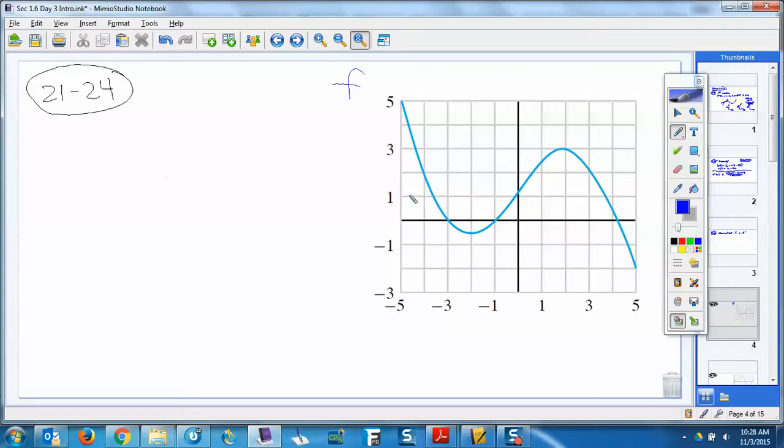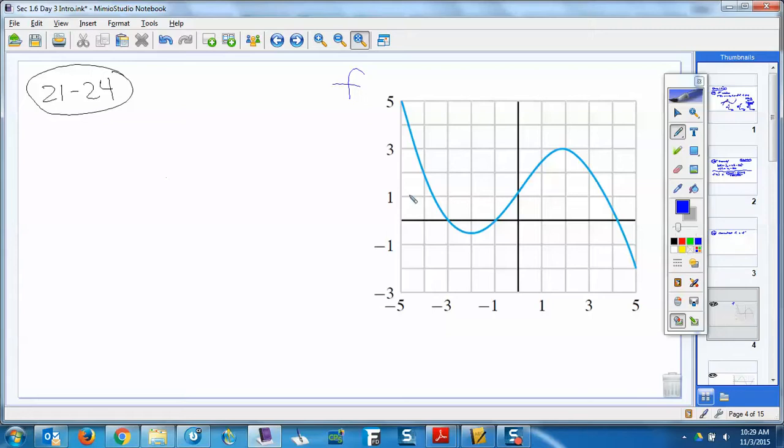And it's really going to be critical when we add in F double prime today. So you've got F, you've got F prime, you've got F double prime. So you really have to be clear on what's being asked. All right, so 21 through 24.